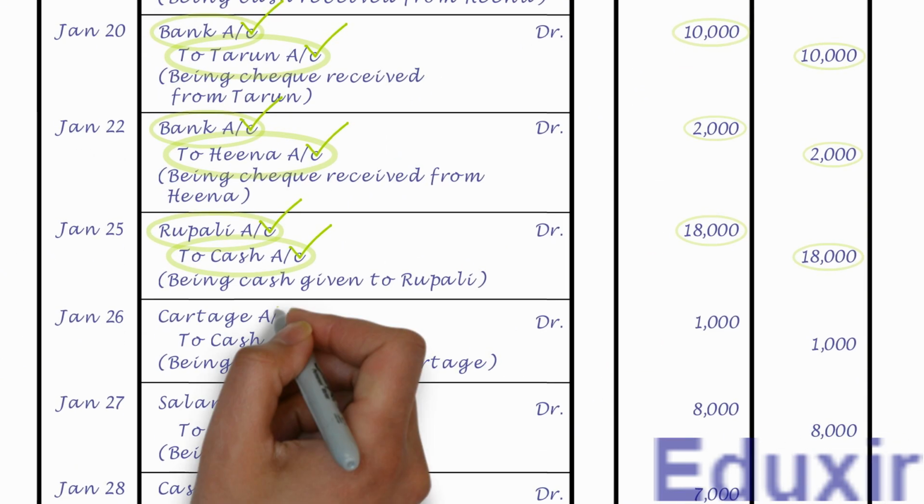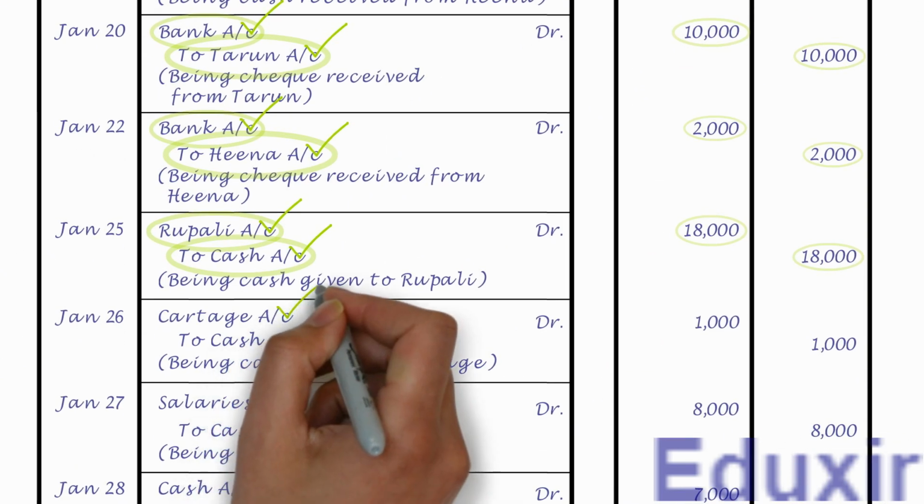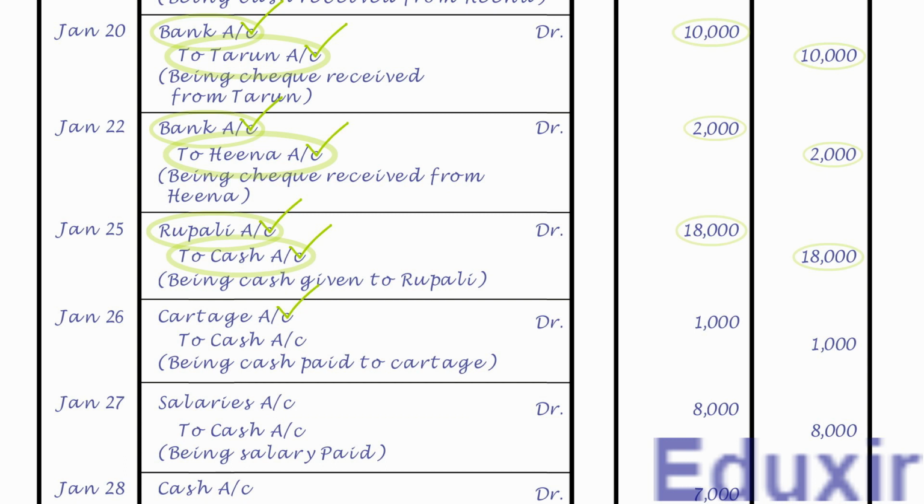As the name suggests, it needs to be posted on the debit side of Cartage account and the debit amount is 1000 rupees. Note that the details that need to be posted into the particulars column is cash account. For posting this entry, we need to create a ledger account for Cartage as it is not yet created. Let us first write the title as Cartage account.